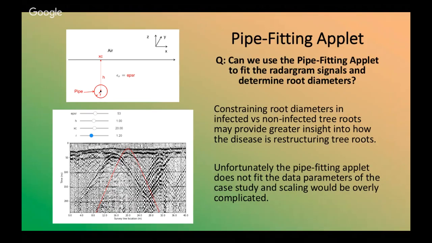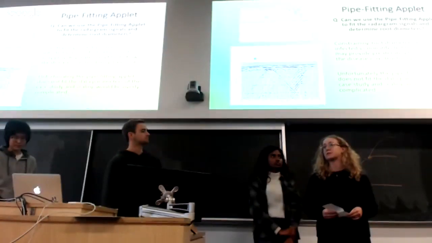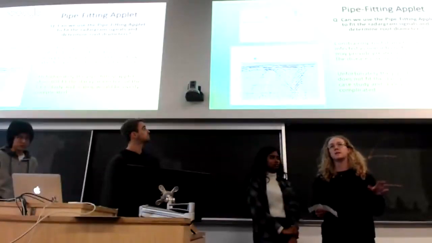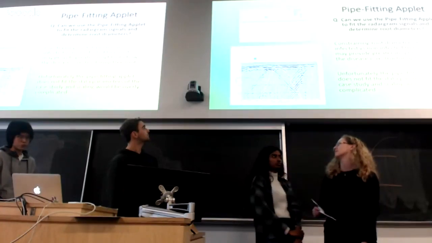So we would want to use a pipe fitting app in theory, similar to the one found in class. There were some issues with that one due to size constraints, so we couldn't actually fully use that one. We would use it to see the diameter of the tree roots and see how the disease restructured their system. This is not what they did in the report itself, but we'll also describe what they did in the report.